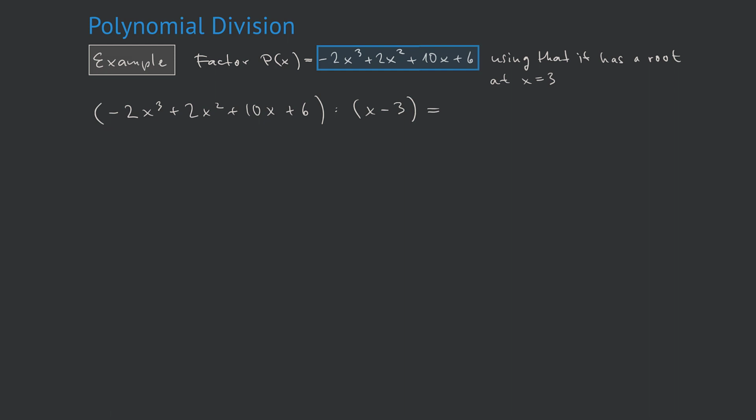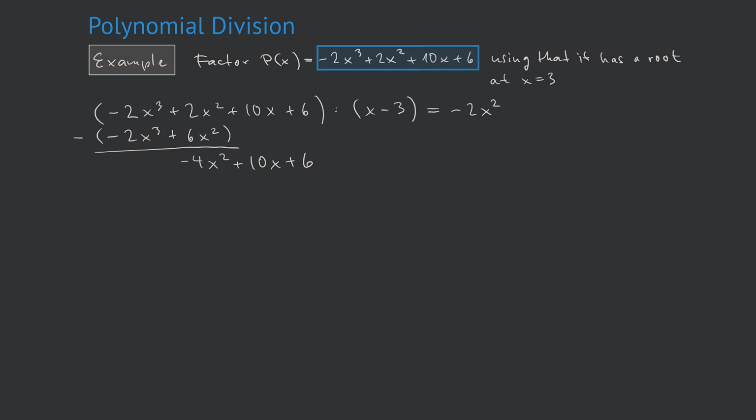And we perform the game of before. We ask ourselves, how many times does x fit into negative 2x to the third power? The answer is negative 2x to the second power. Then we perform the multiplication x minus 3 times negative 2x to the second power, which gives negative 2x to the third power plus 6x to the second power. Put this into brackets and subtract.